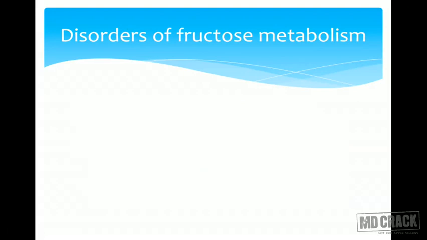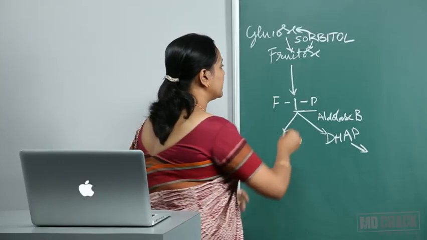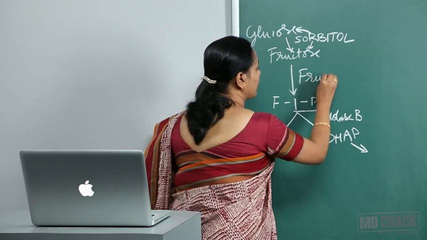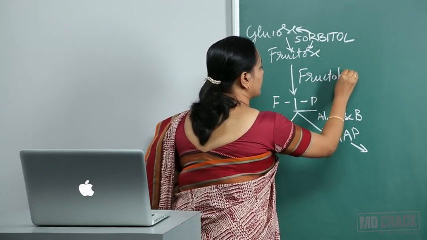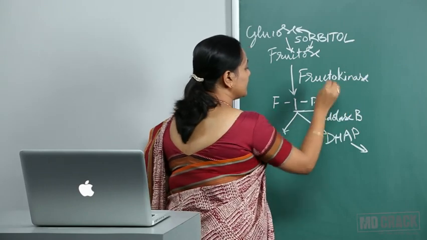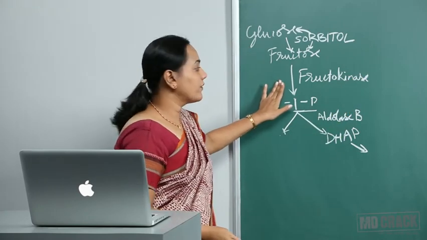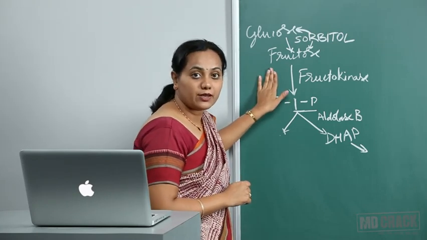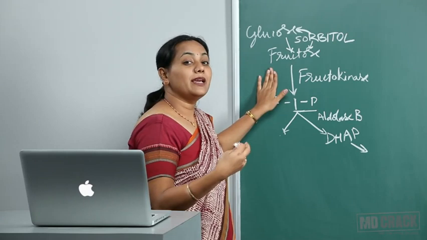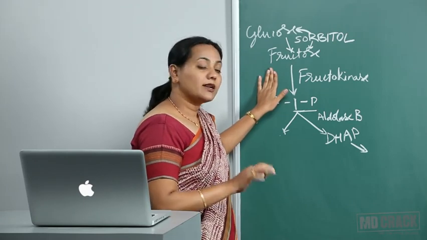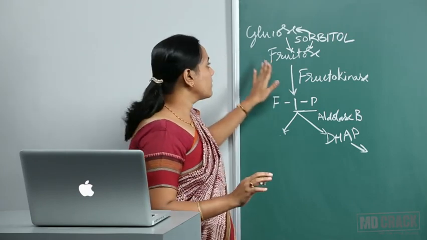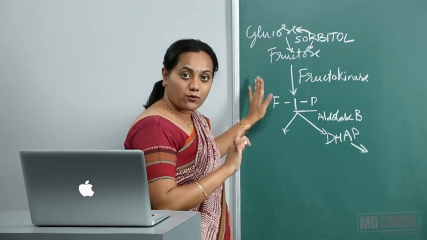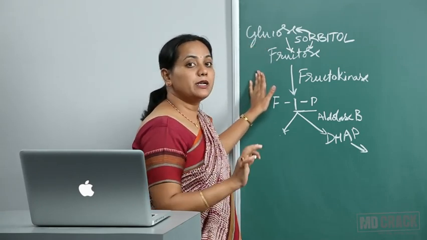Now we go on to the disorders of fructose metabolism. Which are the disorders? Two enzymes are involved. One is fructokinase and the other is aldolase B. What will happen if fructokinase is deficient? Nothing will happen. Fructose will accumulate. So what? Fructose can be excreted into the urine. So what? Nothing will happen. Wherever fructose is required, it will be produced from glucose. So there won't be any problem. This is a very benign condition.